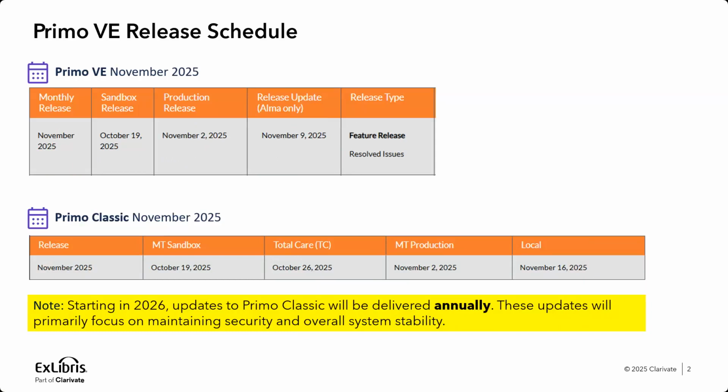An important note for Primo Classic: starting from 2026, we will be delivering Primo Classic installations once a year on an annual basis, and the next installation is going to take place in May.